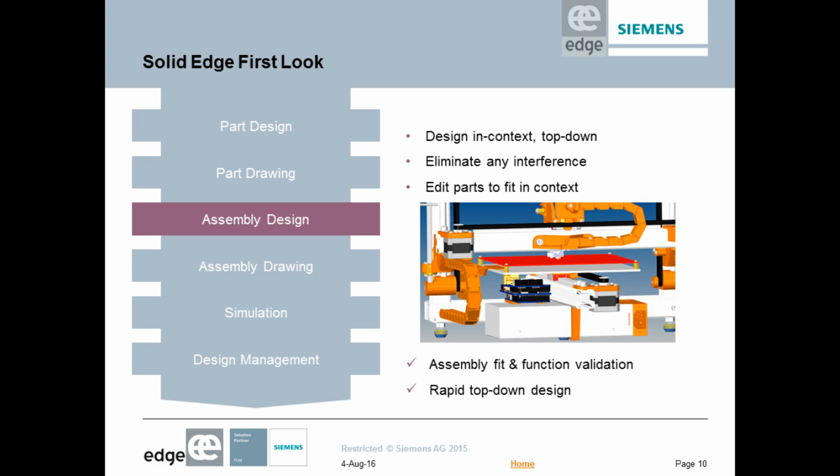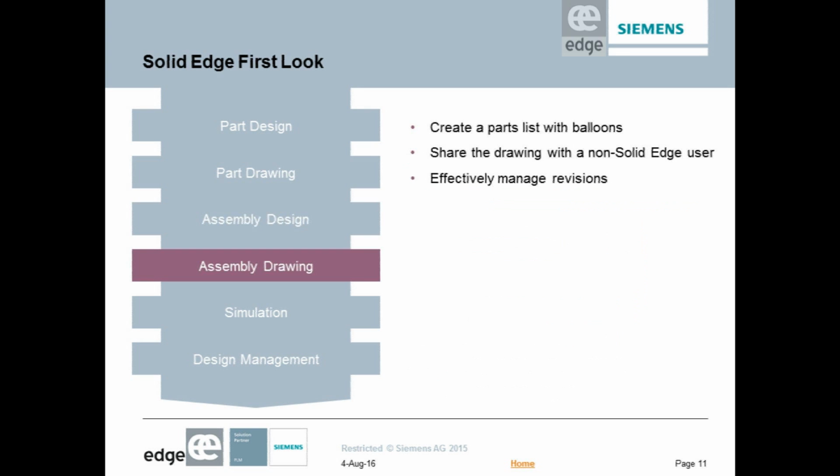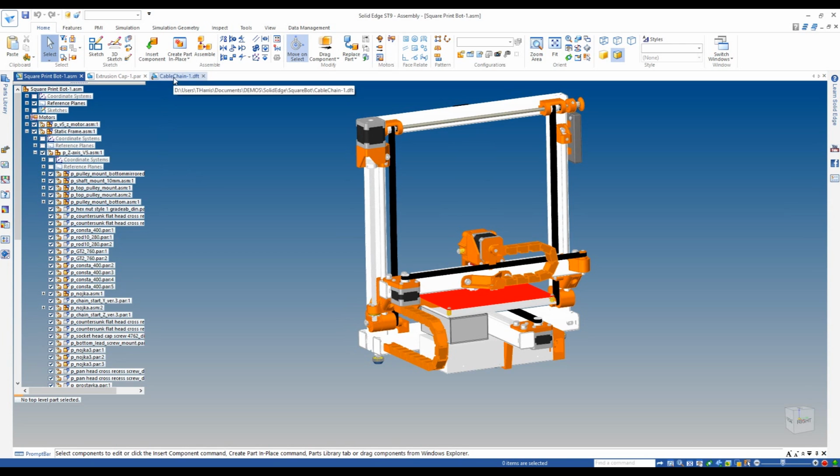You can see there that we've done various top-down design, assembly fit function validation. We've now got to do some drawings. We'll create a parts list. We'll show you one way you can share the drawings with non-Solid Edge users, and we'll show you how you can manage revisions. Now we switch back to the drawing.